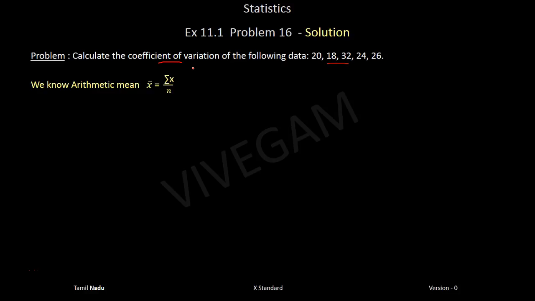So we know the arithmetic mean is sigma x by n. So what is sigma x? Sum of all the numbers, right? It's an ungrouped data. So add up all the numbers: 20 plus 18 plus 32 plus 24 plus 26 by 5. So that is 120 by 5. That is 24. So the mean is 24.